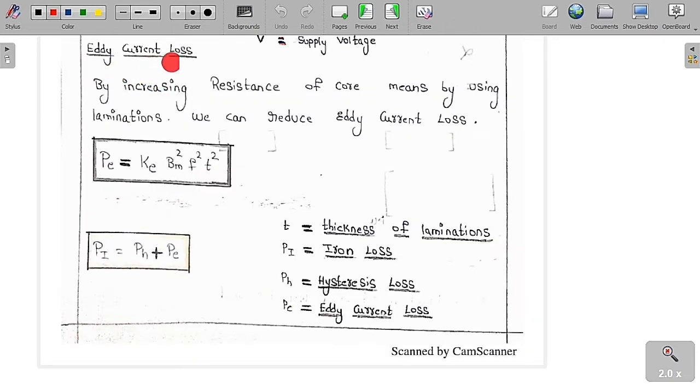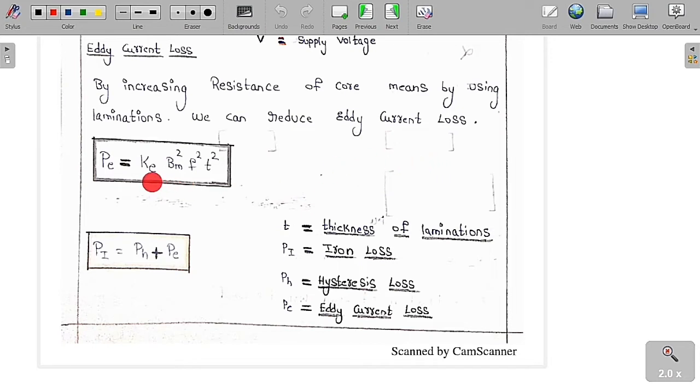So now we'll discuss the eddy current losses. Whenever the flux is going to pass through any core, as the core is a combination of a huge amount of conductors, eddy currents are going to be produced. Whenever there is a rate of change of flux in a core, eddy currents are produced, and because of these eddy currents a loss is produced. That is called the eddy current loss. By increasing the resistance of the core, by using laminations, we can reduce the eddy current losses. If you use a high resistive core, or simply use laminations, then definitely you increase the resistance for this current to flow. Therefore the eddy current losses are going to be reduced.